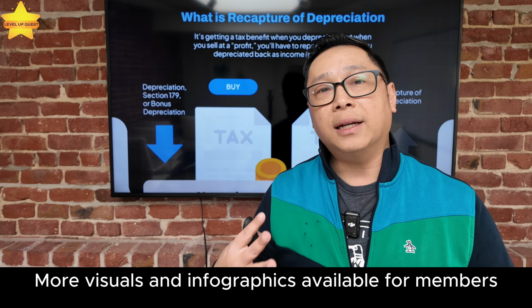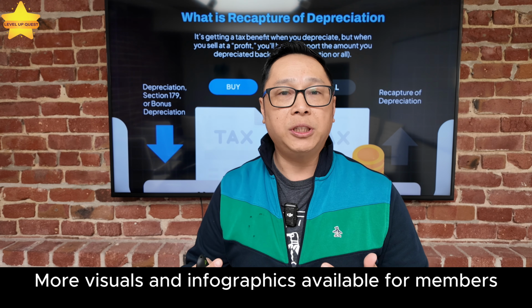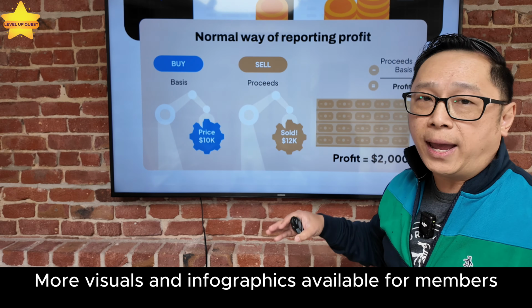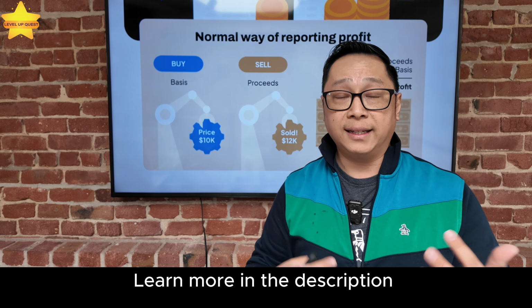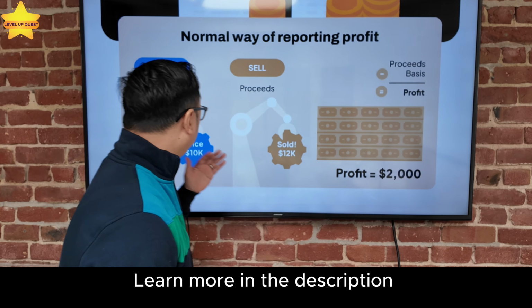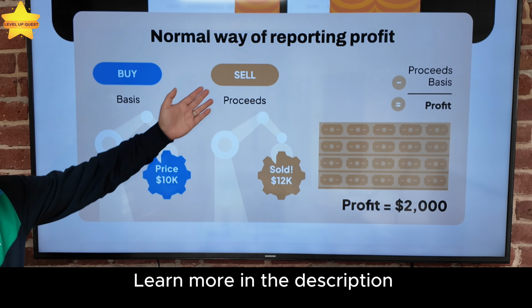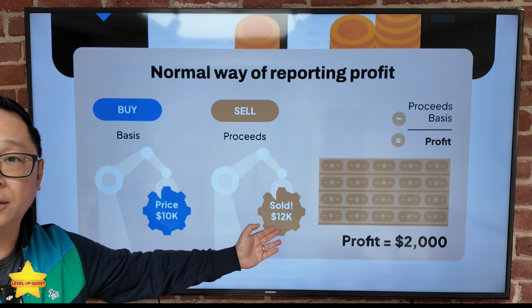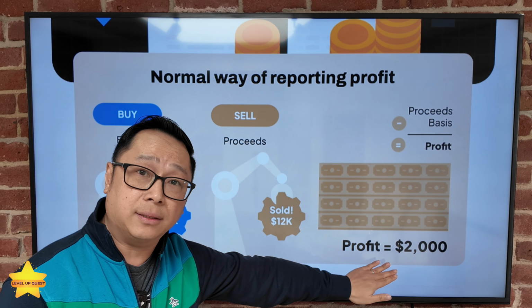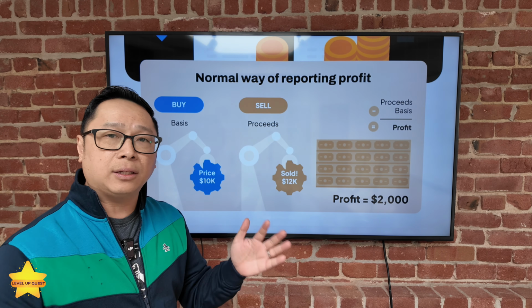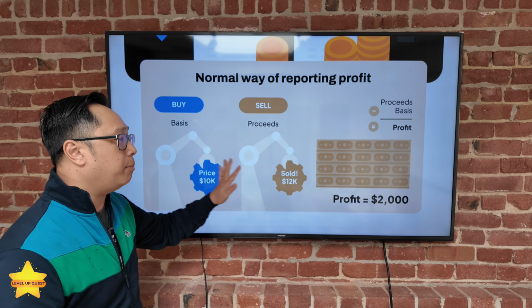And the best way to really understand how recapture depreciation works is understanding the basics of how a normal way of reporting profit or a gain works. So let's just say that we bought something for $10,000 and then we sell it for $12,000, that's a profit of $2,000. So that's the easy way of understanding how profit works. This doesn't include anything with depreciation yet. This is just the basic part.